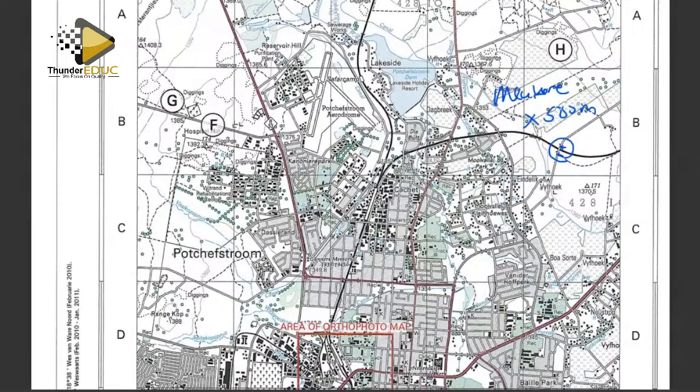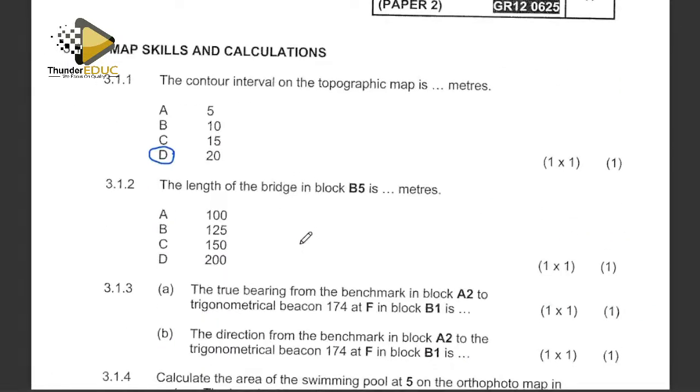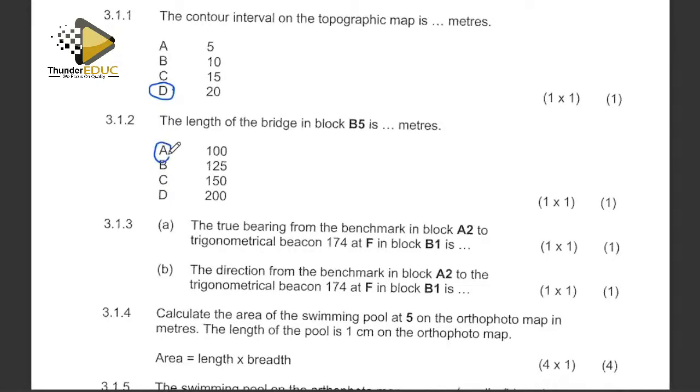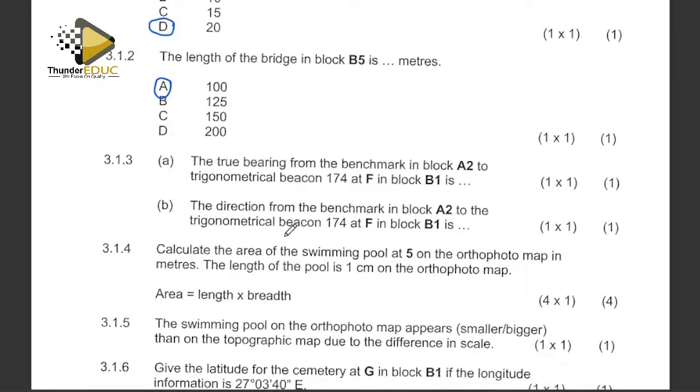So according to this, if you measure accurately, you get 0.2 centimeters. You multiply that by 500. If you multiply 0.2 times 500, you get 100 meters. Right, so for this one, our measurement is 0.2, giving us 100 meters.